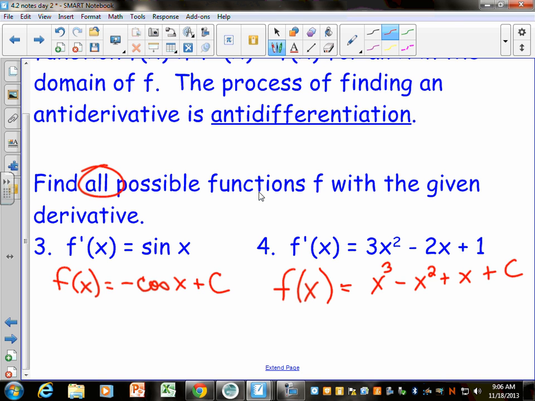One time on our integration test in calculus in high school, I forgot my plus c. It's the only thing I missed on the whole test, but I missed it like 5 times. And that was really bad. All I did was plus C, I got everything else right.